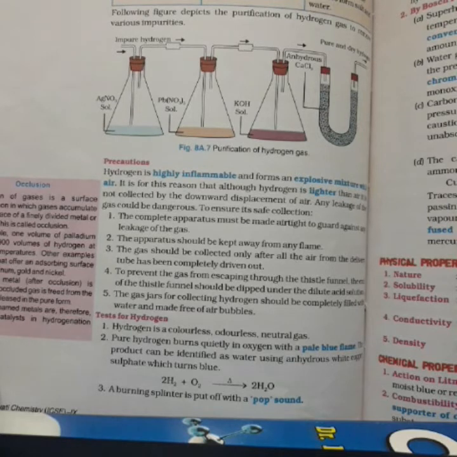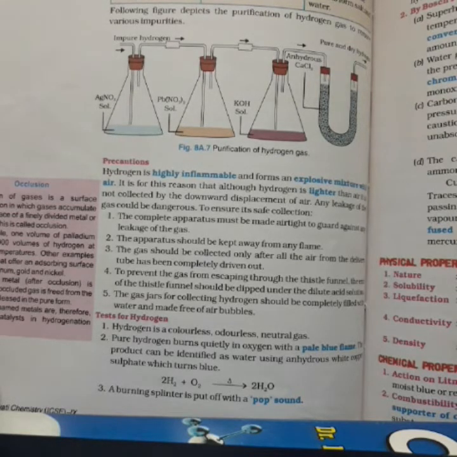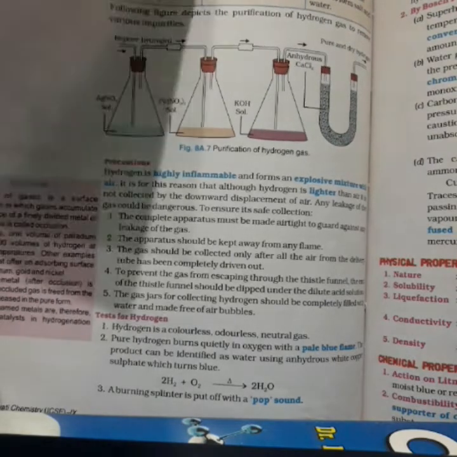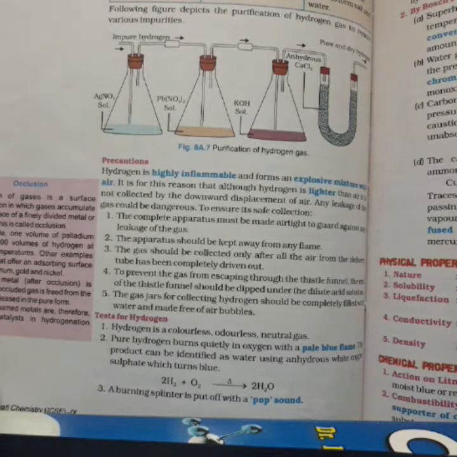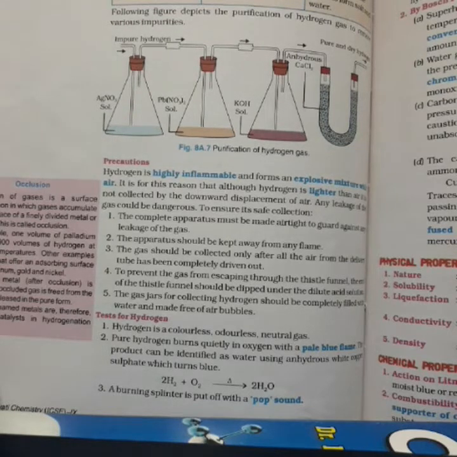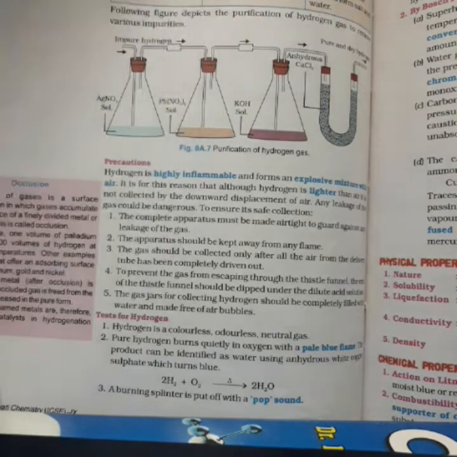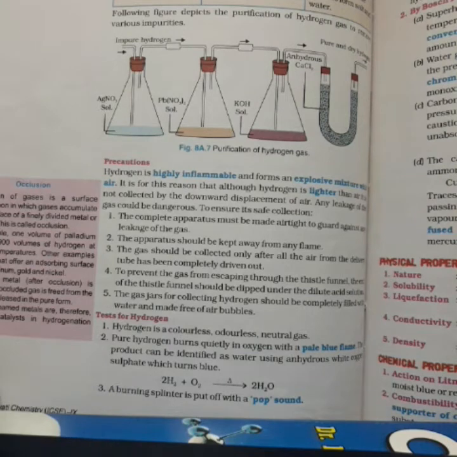Number one, a conical flask contains silver nitrate solution which absorbs arsine and phosphine. Okay, so you should remember that silver nitrate is used to remove which impurities? Arsine and phosphine. Then the second flask contains lead nitrate solution. Lead nitrate solution will absorb hydrogen sulfide. And then the third flask contains potassium hydroxide solution which absorbs many gases like nitrogen dioxide, carbon dioxide and sulfur dioxide.